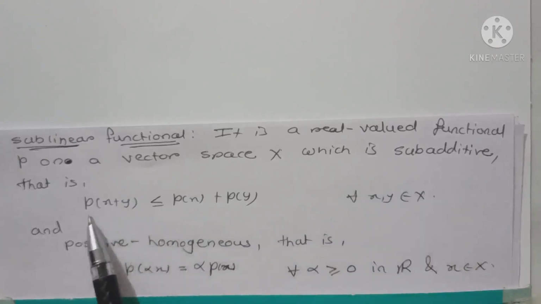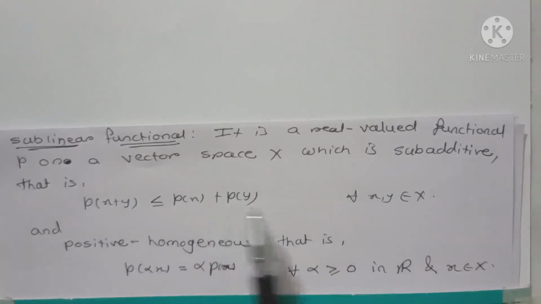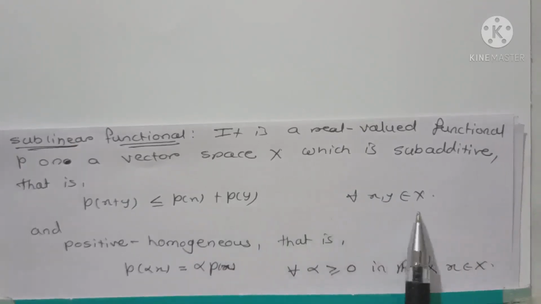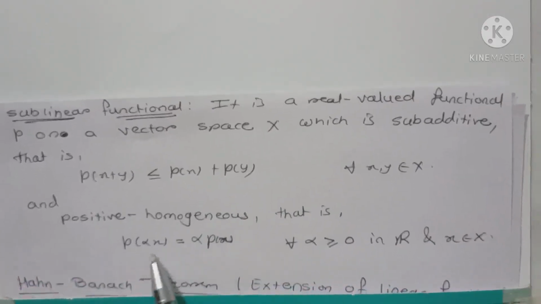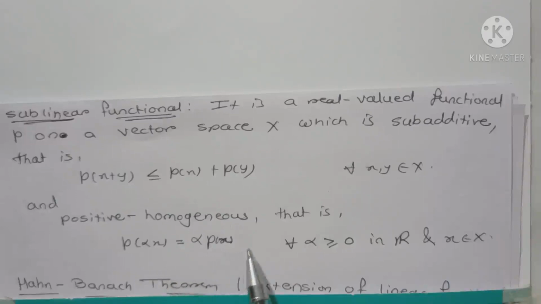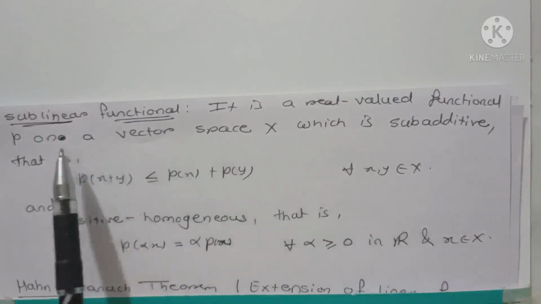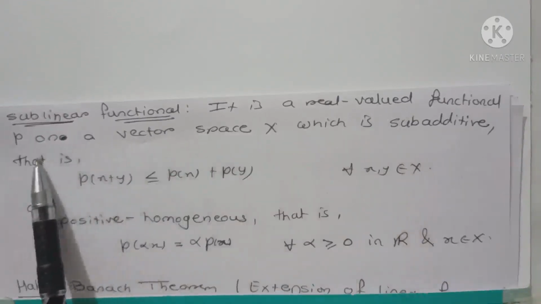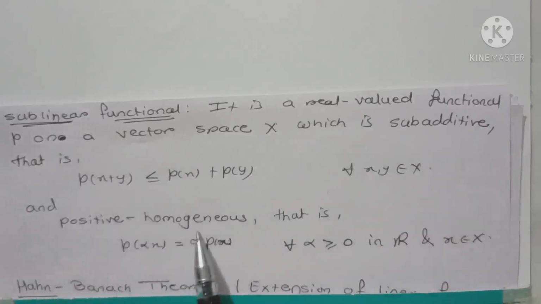That means P of x plus y is less than or equal to P of x plus P of y for all x, y belongs to capital X, and positive homogeneous. That means P of alpha x is equal to alpha P x for all alpha greater than or equal to 0 in R and x belongs to capital X. That means a sublinear functional is a real valued functional on a vector space which is subadditive and positive homogeneous. Then we say that this is a sublinear functional.